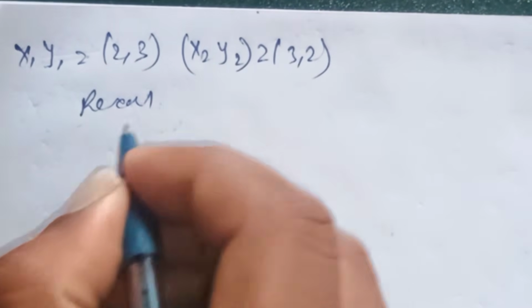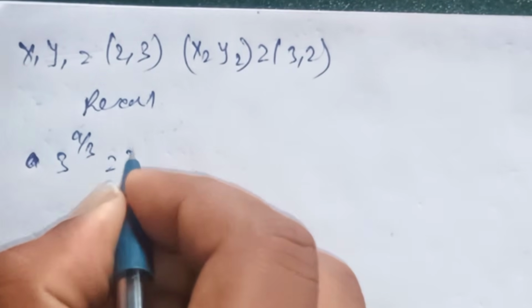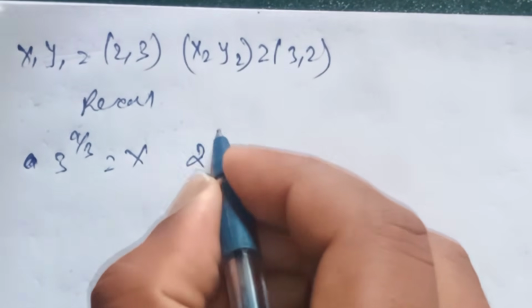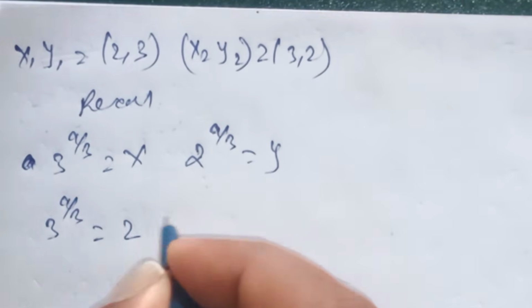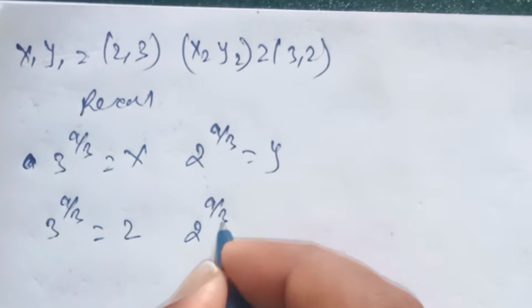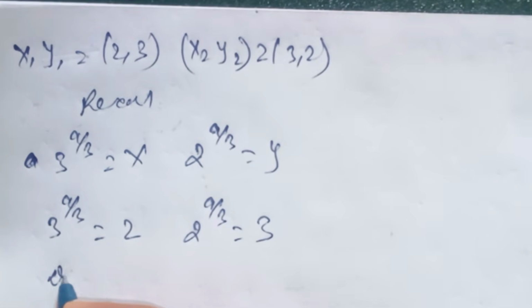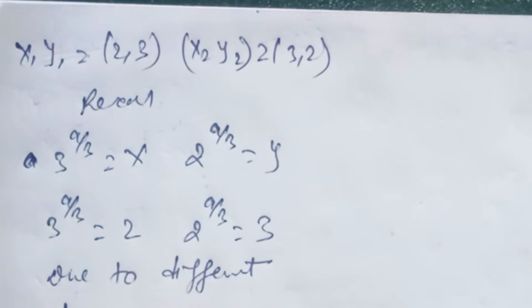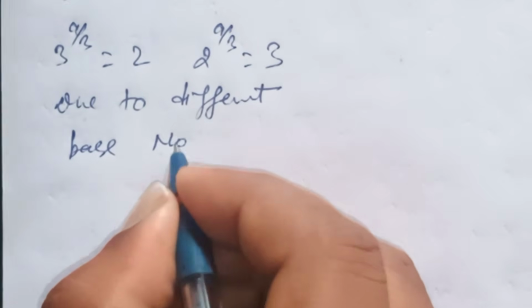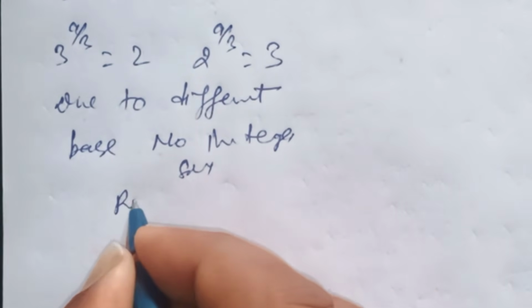Recall that 3^(a/3) = x and 2^(a/3) = y. Therefore, 3^(a/3) = 2 and 2^(a/3) = 3. See here, the bases are different. Therefore, due to different bases, there is no integer solution, so they will be rejected.